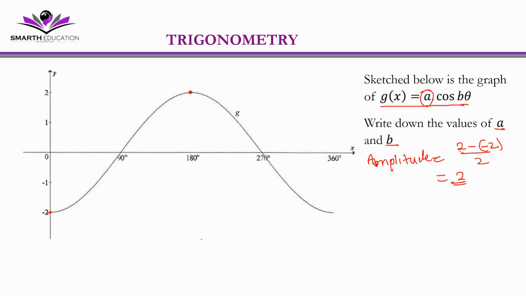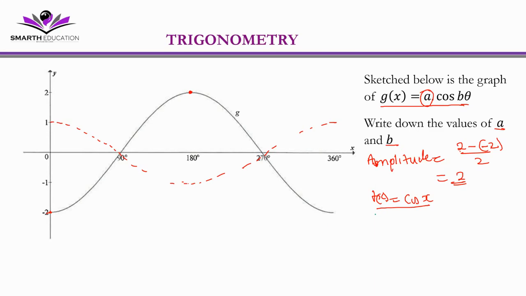Okay. But now we have to be very, very careful. We need to really know our parent graph. Let's say we have f of x, which is equal to cos x. How does the graph of f of x look like? It starts from 1 there, and then 90 is 0, then 180 is -1, 270 is 0, and then 360 is 1, like that. This is the parent graph.